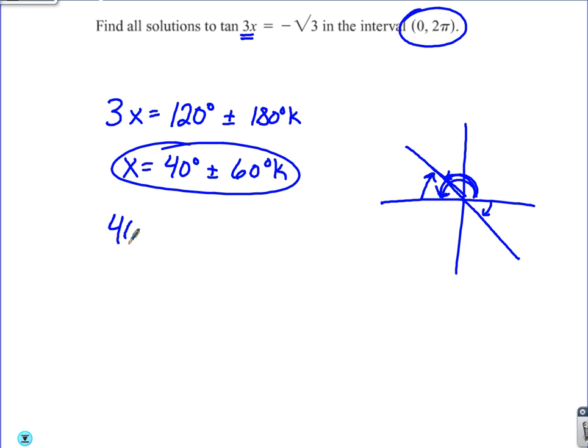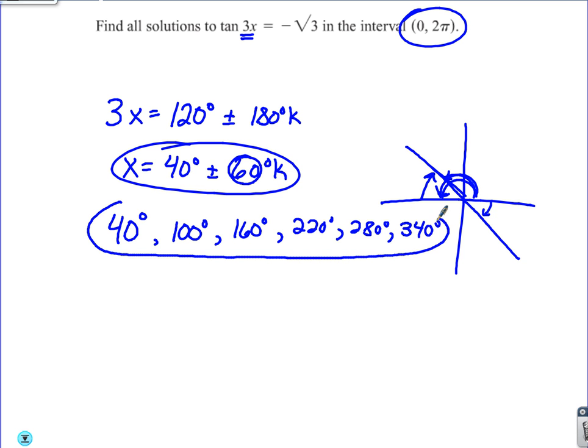Your first answer is 40 degrees. Your second answer is 60 later, right? 100 degrees. Your third answer is 160. Your next answer, 220, 280, 340, 400. We're out of it, right? That's how I would rather see the answers, but unfortunately that's not how they want the answers.